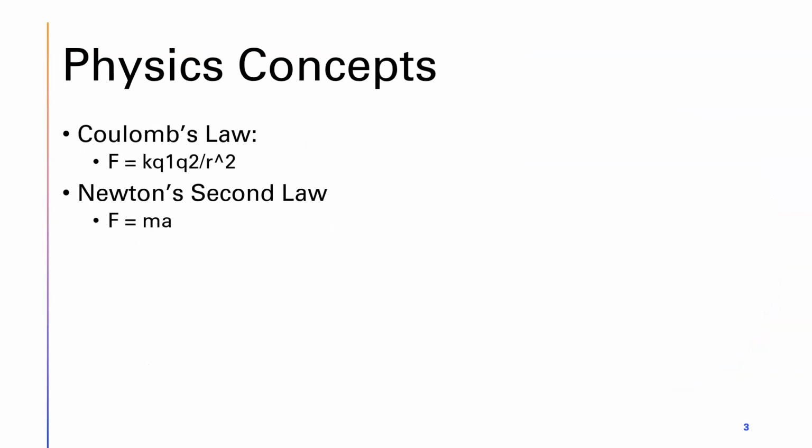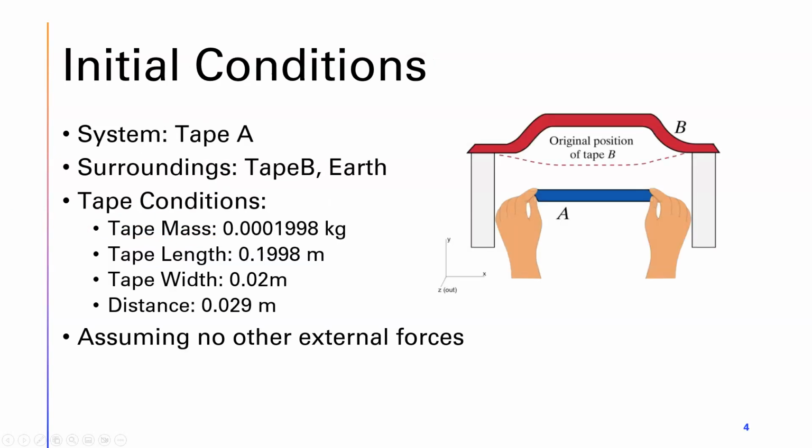So some physics concepts we're going to use: Coulomb's law, which is equal to Coulomb's constant times two charged particles divided by the magnitude of their position, as well as Newton's second law, F equals ma. In this case, it'll be negative mg for the gravitational force.